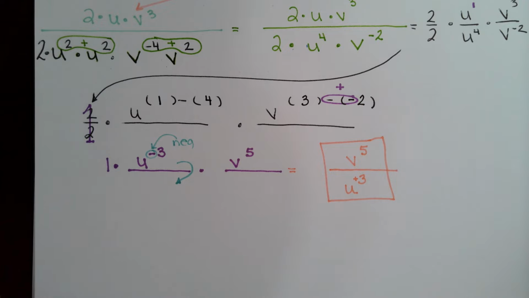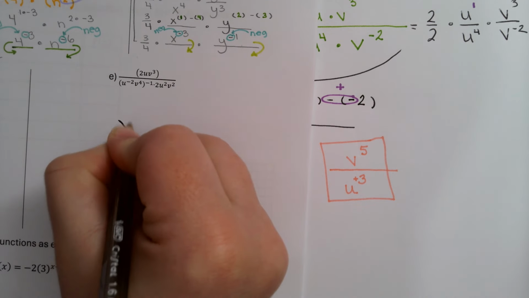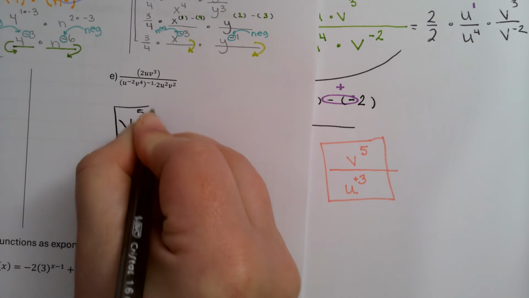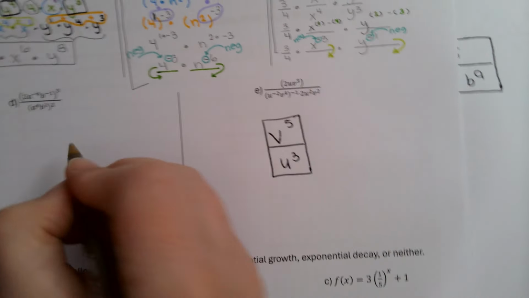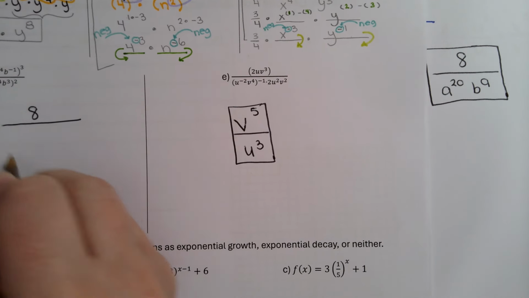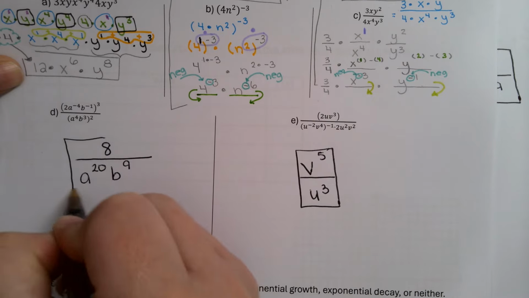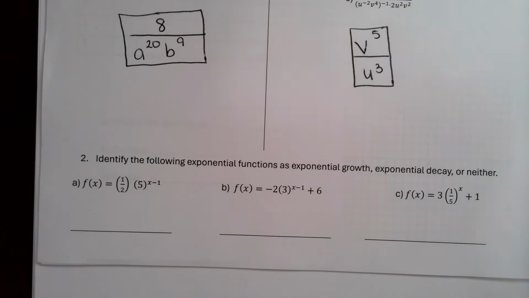All right, as promised, I am going to go back and write in our answers for E and D. So for E, our answer was V to the 5th power over U to the 3rd power. And for D, our answer was 8 in our numerator, A to the power of 20, B to the power of 9 in your denominator. Right, I am going to be going back to our worksheet here.